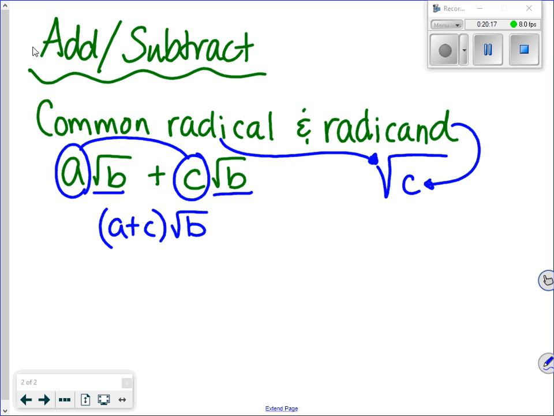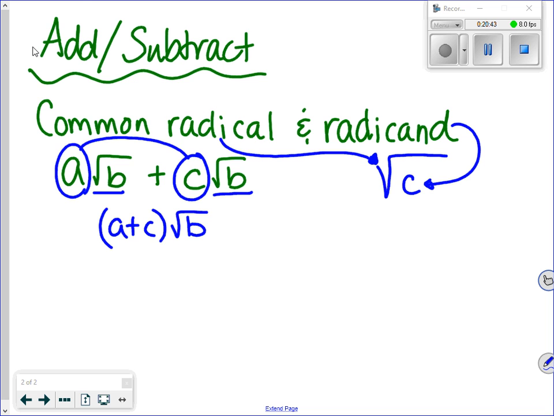The square root, cubed root, or fourth root, that symbol is your radical. So that's the rule, and the same for subtracting. The number in front is just another number in your problem. The radical is the actual square root symbol or cubed root symbol, and the radicand is the number under it. And it's the same for subtracting.